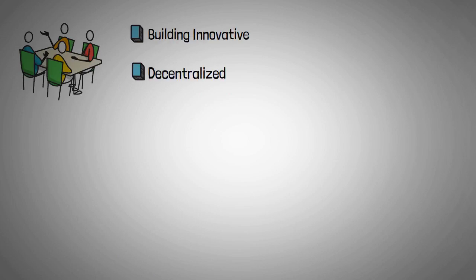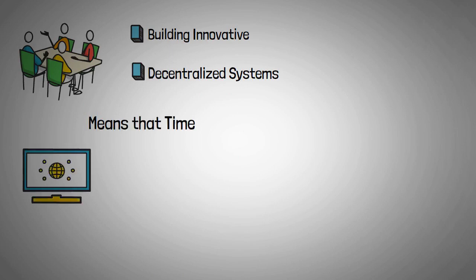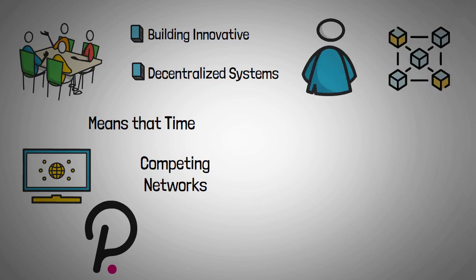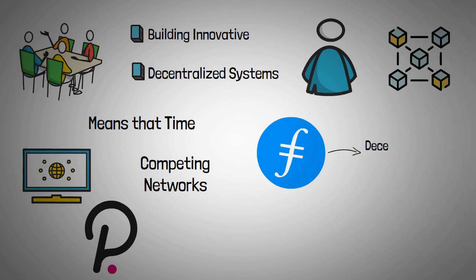Developers who are building innovative, decentralized systems currently have to engineer these systems from the ground up. This also means that time, talent, and resources are diverted into building competing networks, rather than creating a standard everyone builds off. That's Polkadot's aim: to make way for developers to build value on top of all blockchains, rather than just one.